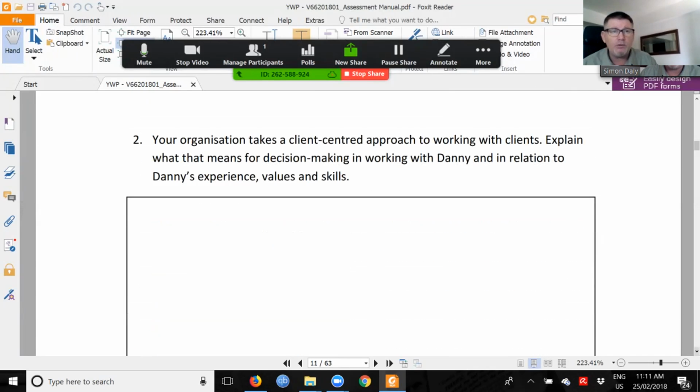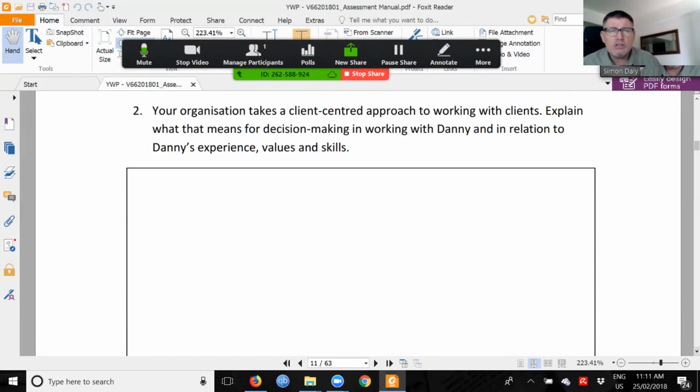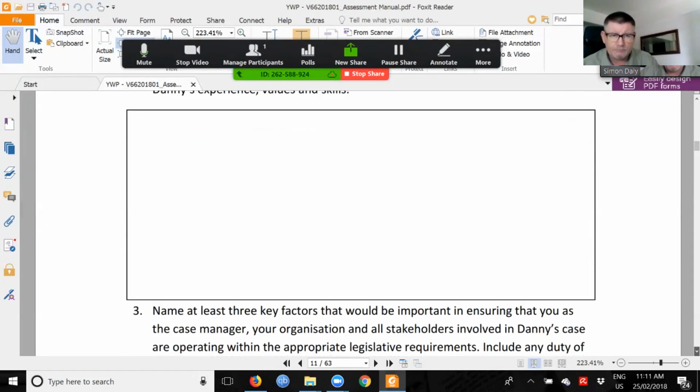go back and review. Your organization takes a client-centered approach. What does client-centered mean? So again, there's information in, I think, week 2 about what client-centered means. What does that, as a definition, actually mean? Is it that the client is at the center of all the decisions? What does that actually mean? So think about that. Write that answer down there.